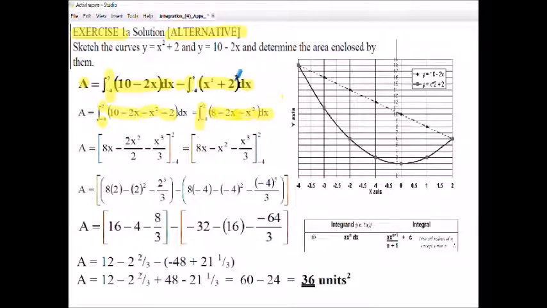I'll leave you with that to consider if you like that solution. It does simplify the integration, but it does give you a little bit more algebra to deal with. If you follow it through, you get exactly the same answer, 36 units squared.